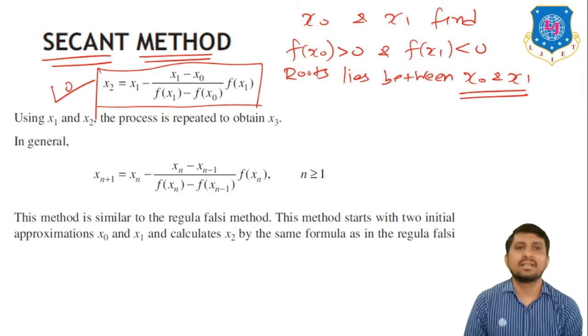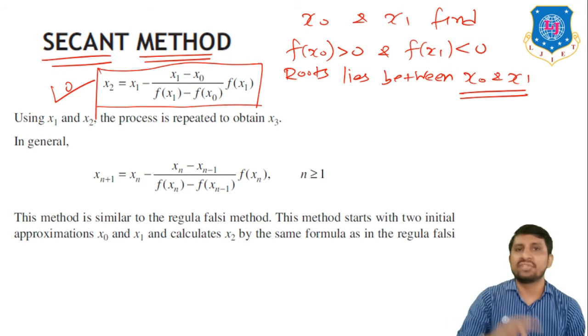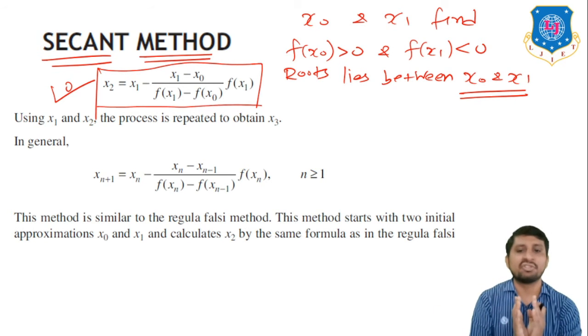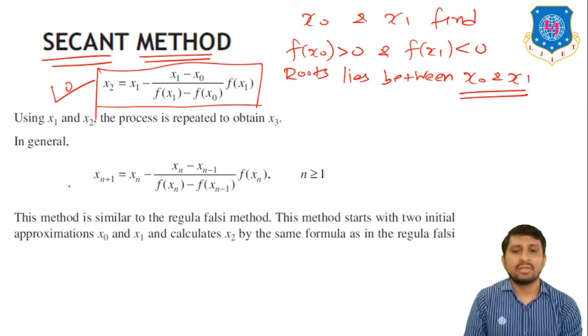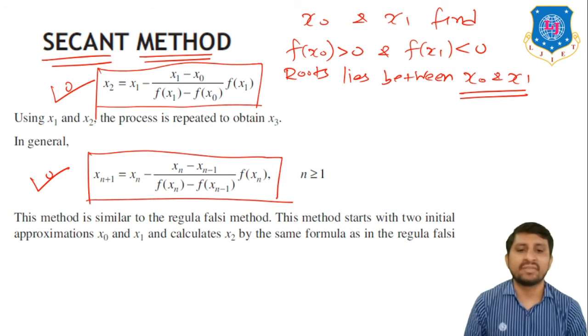It is almost similar to the regula falsi method, but in regula falsi, for the next approximation every time we have to check whether your root lies between x2 and x0 or x2 and x1, and depending upon that, your formula changes. But here the formula is fixed. In any case, in general xn plus 1 is equal to xn minus (xn minus xn minus 1) upon (f of xn minus f of xn minus 1) into f of xn. So this method is similar to regula falsi.